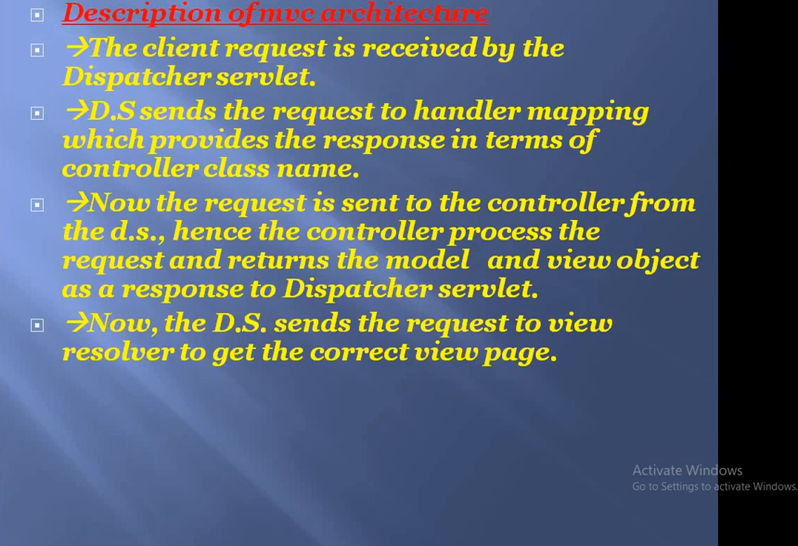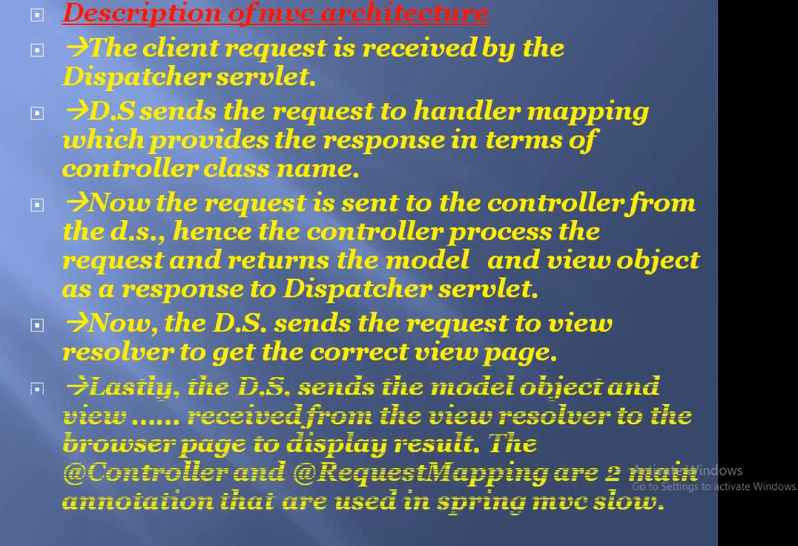Now the dispatcher servlet sends the request to the viewResolver to get the correct view page. After receiving the response from the controller with the model and view objects, it sends this to the viewResolver to resolve the view name and get the appropriate view page. Lastly, the dispatcher servlet sends the model object and the view name received from the viewResolver to the browser page to display the result. So finally, with the view page and the data, that is the model object, it returns to the browser to display the page.